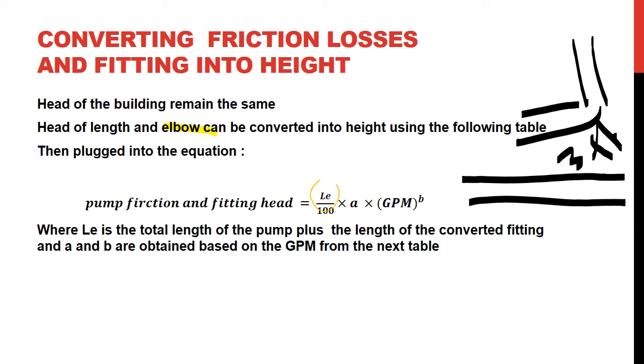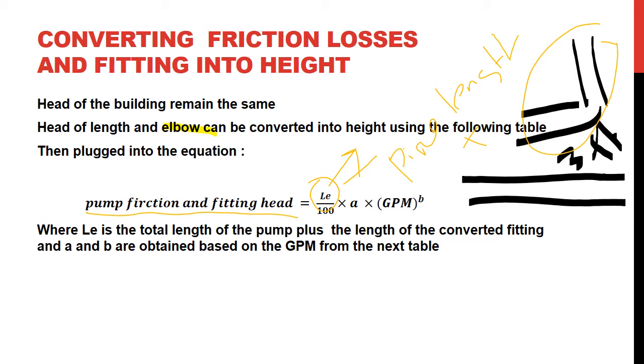So this component here, which is the LE, is the total length of the pipe, which includes the pipe length and the elbows converted into straight length. That will be your LE, and you will divide that by 100. So this is the pump friction and fitting head only. So that's how you convert your pump friction and elbows into head.